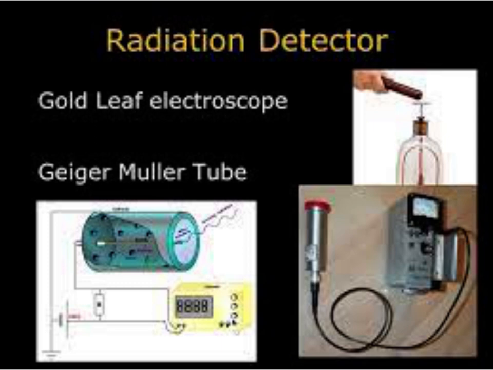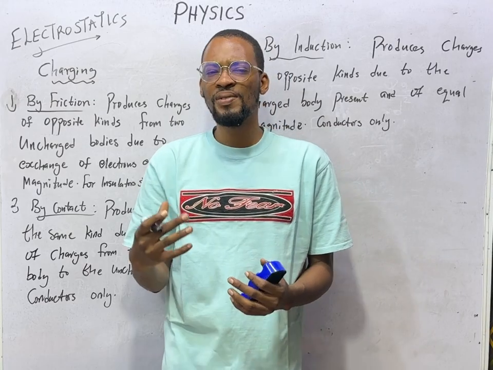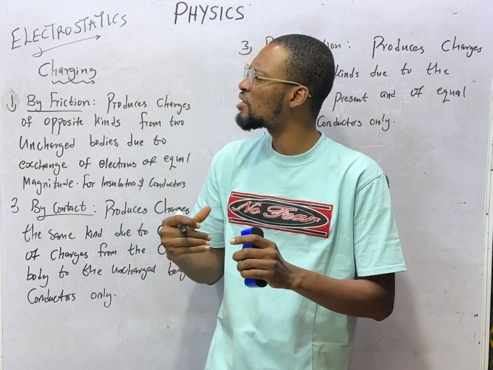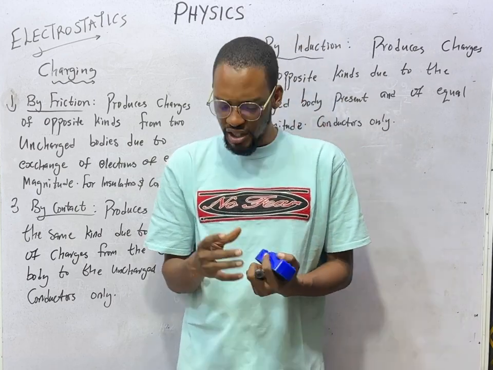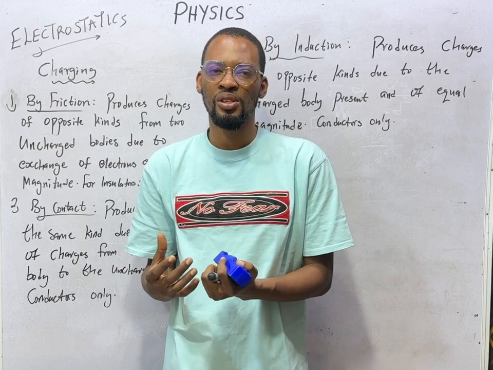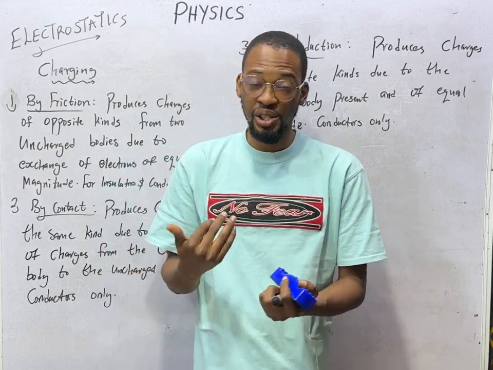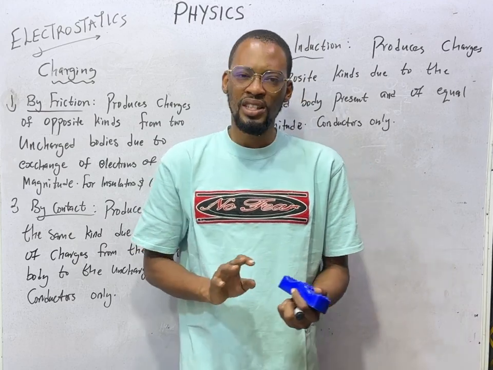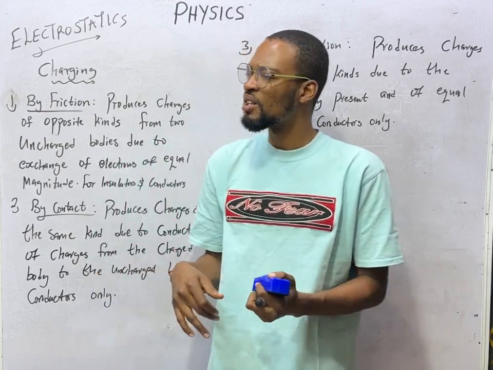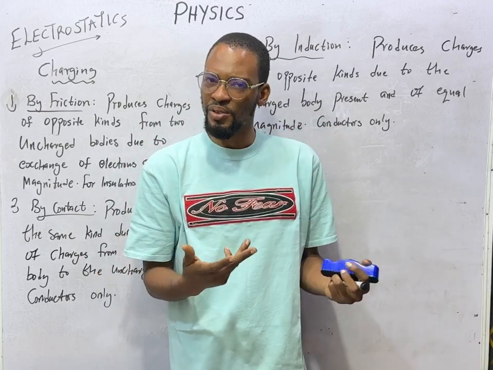And there's something called radioactive source and gold leaf electroscope. Don't forget that radioactivity is the spontaneous disintegration of the nucleus of an element, thereby producing radiations. These radiations can be alpha radiation, beta radiations, or gamma rays. Temperature and other external factors do not affect the rate of radiation.